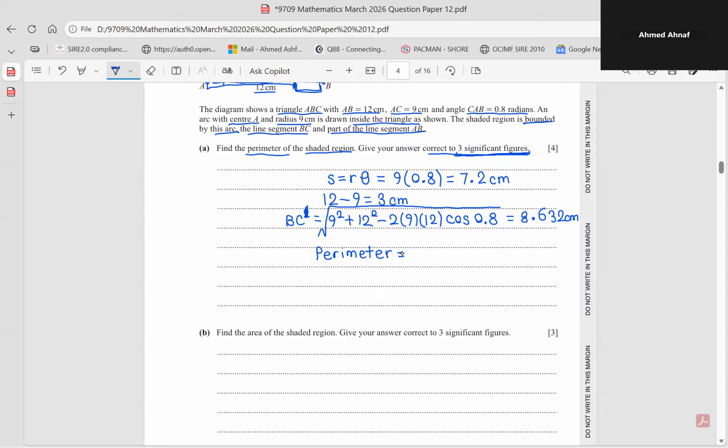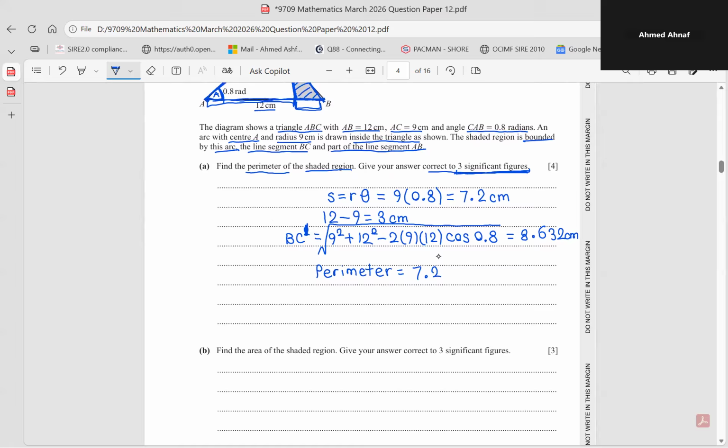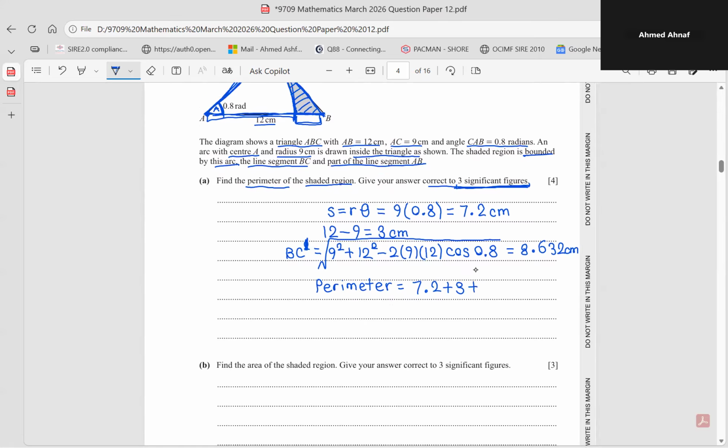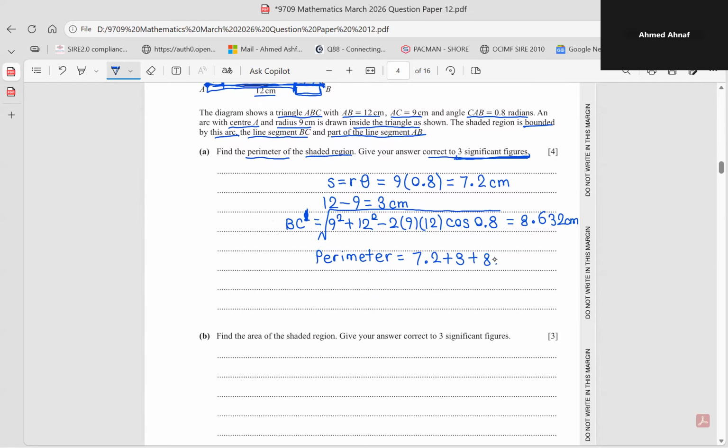Yeah, just add up all the sides. So the arc length 7.2, the small segment of AB 3 centimeters, and the side BC 8.632. Okay, so type it into a calculator.